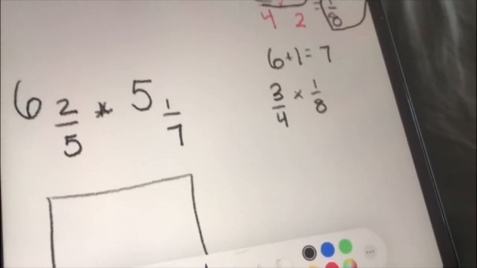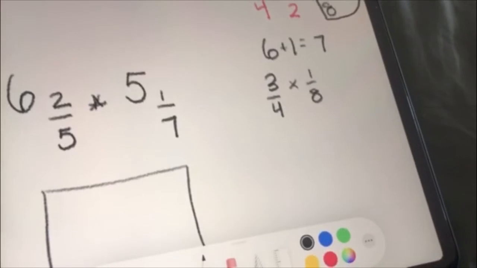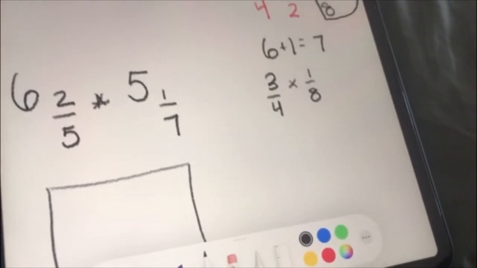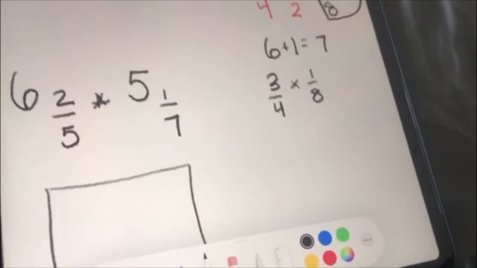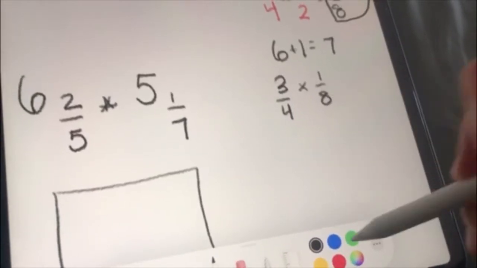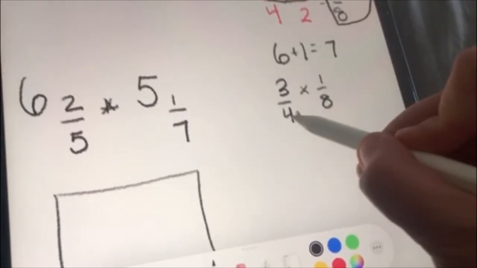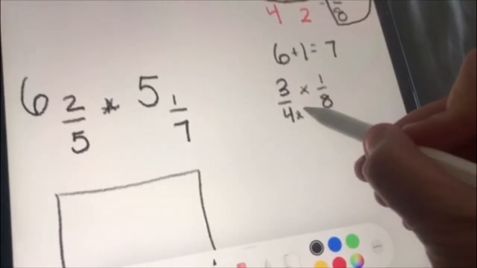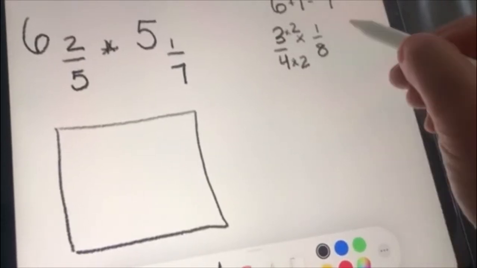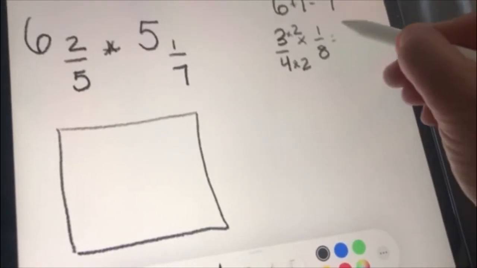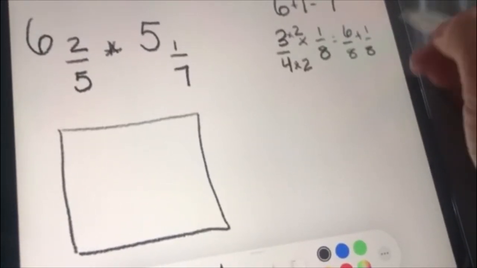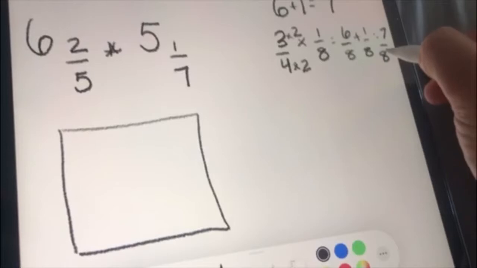So remember, whenever I'm adding fractions, I need to make sure that they have a common denominator. So this is where that trick, when I said to you guys, is one a multiple of the other, comes in handy, because I know I don't have to change 1/8 because 8 is a multiple of 4. So I can change 3/4 to 6/8. 6/8 plus 1/8 equals 7/8.